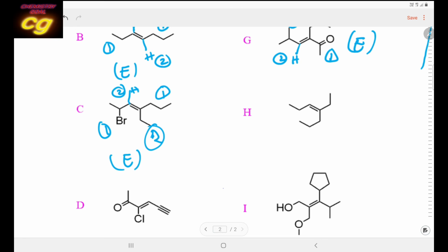And here if you see the group, hydrogens are shown here, this is ethyl, this is propyl, so this will be 1, this will be 2, this will be 1, this will be 2. So across the carbon carbon double bond we are discussing. So 2 2 1 1 same side, so this is Z.